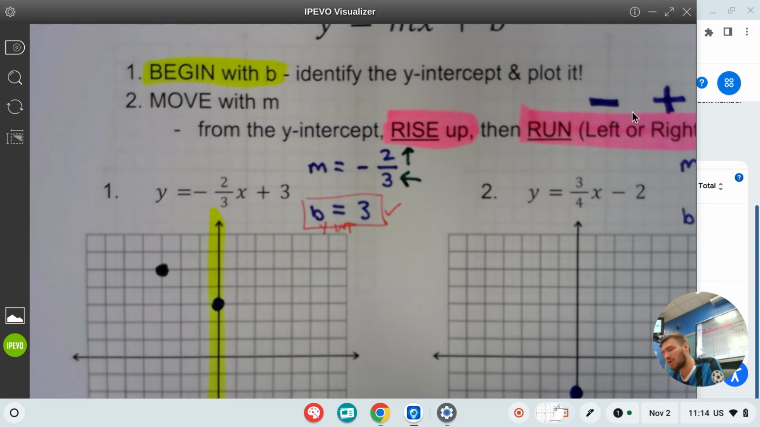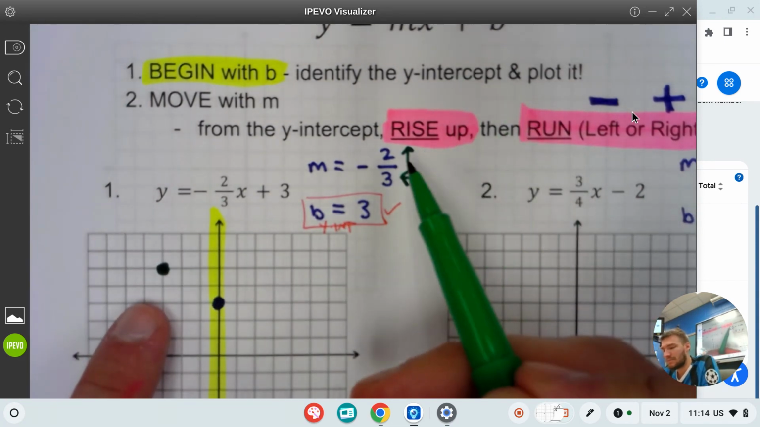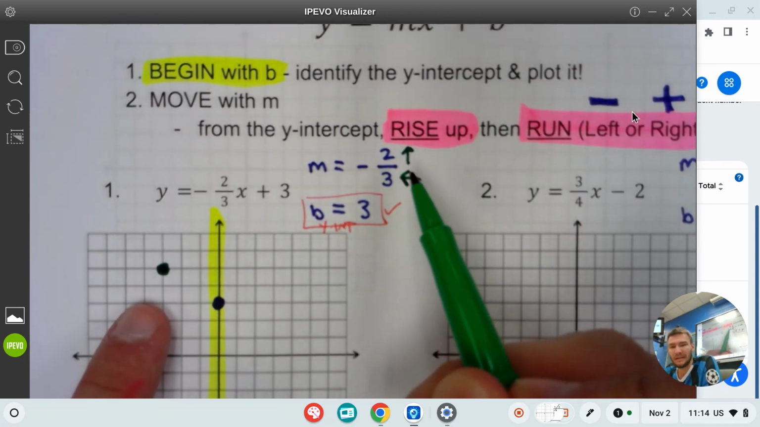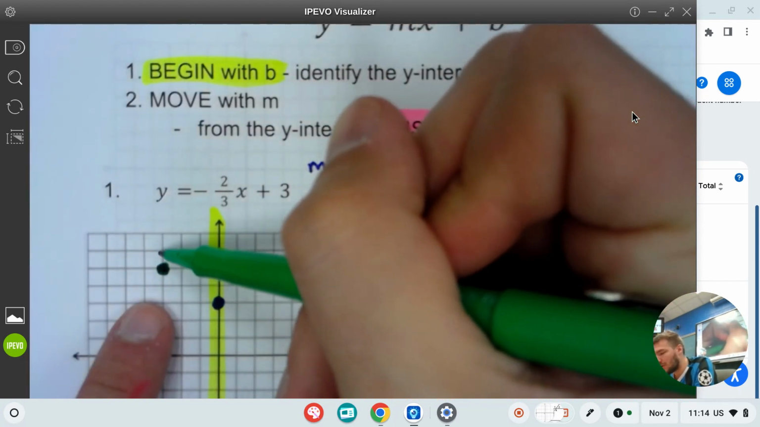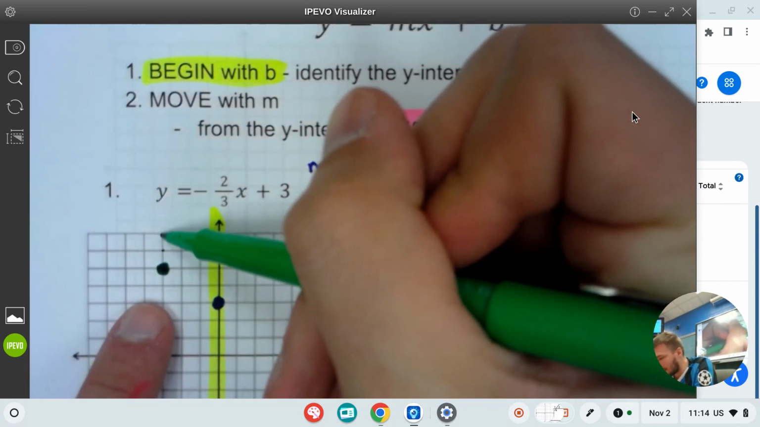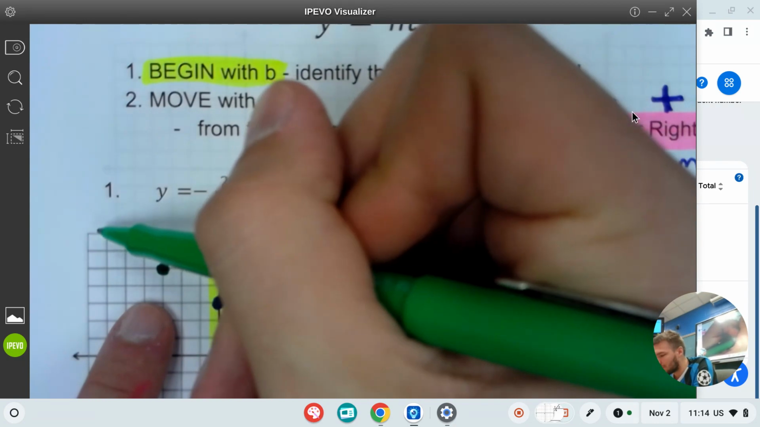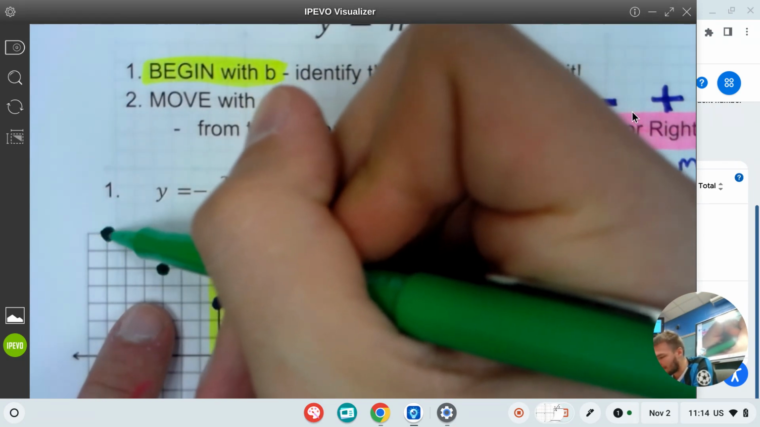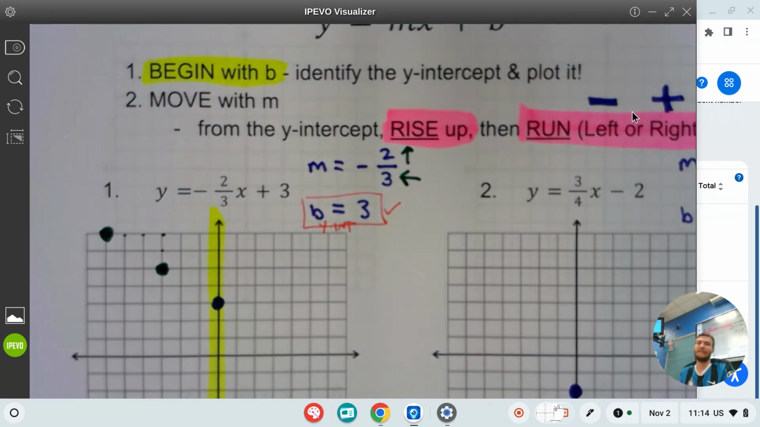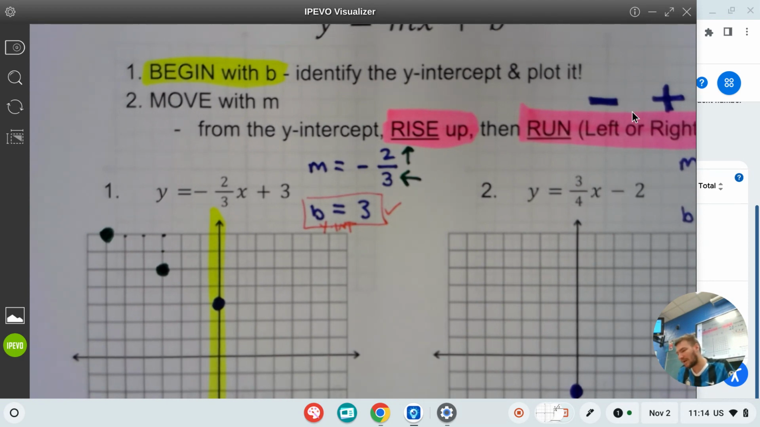We need 1 more. What do we do? Same thing. Up 2, left 3. Up 2, 1, 2, turn, left 3. 1, 2, 3. And that is where my last dot goes. All right. Now, I have gotten 3 dots.